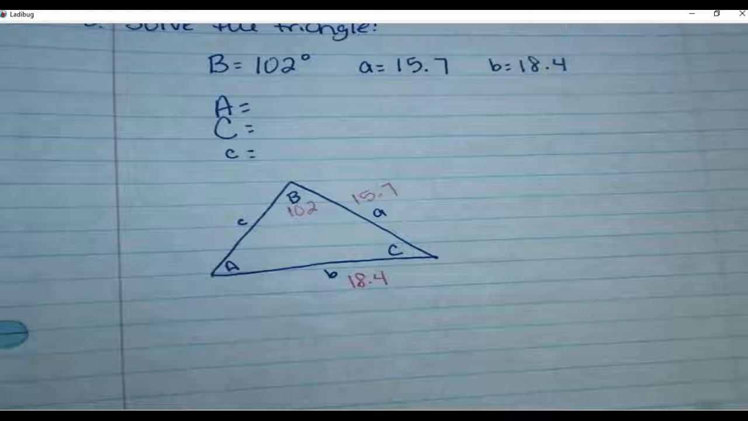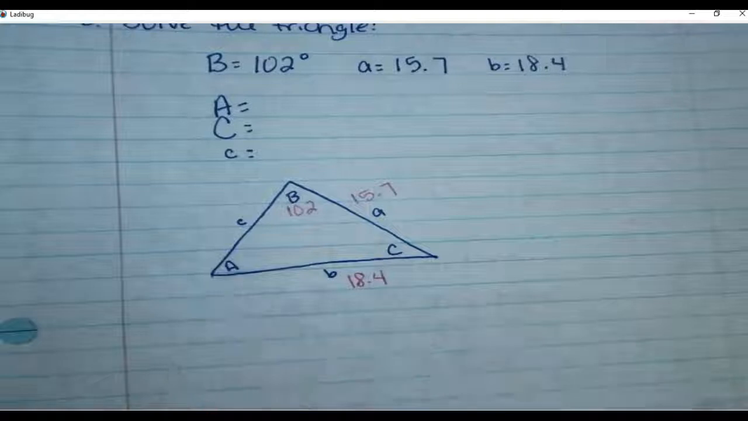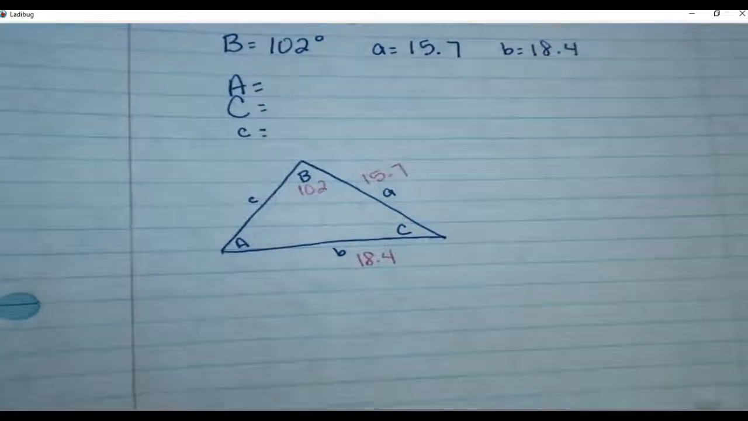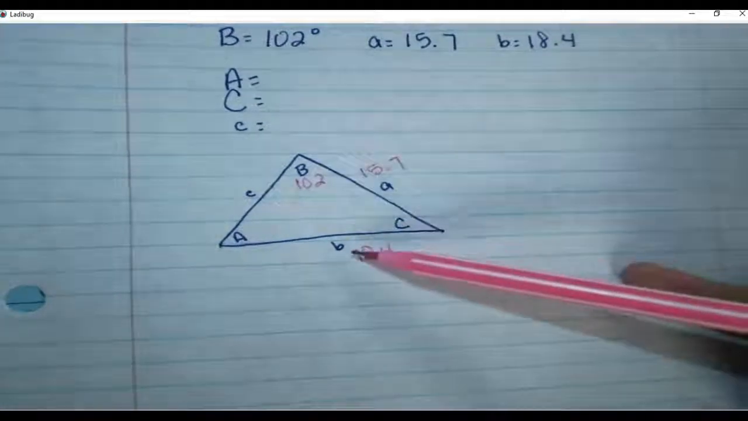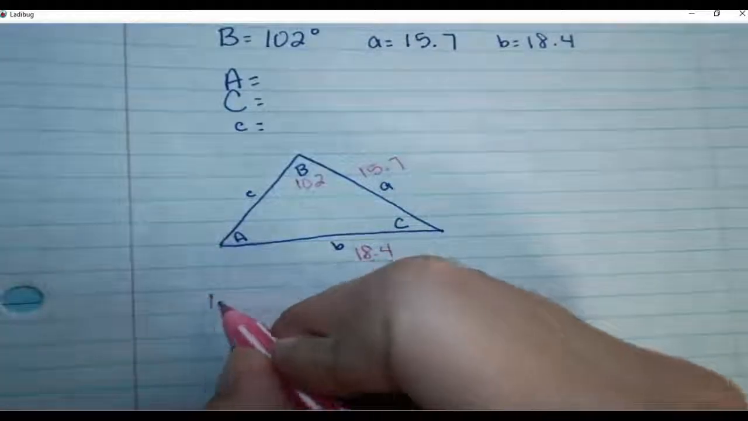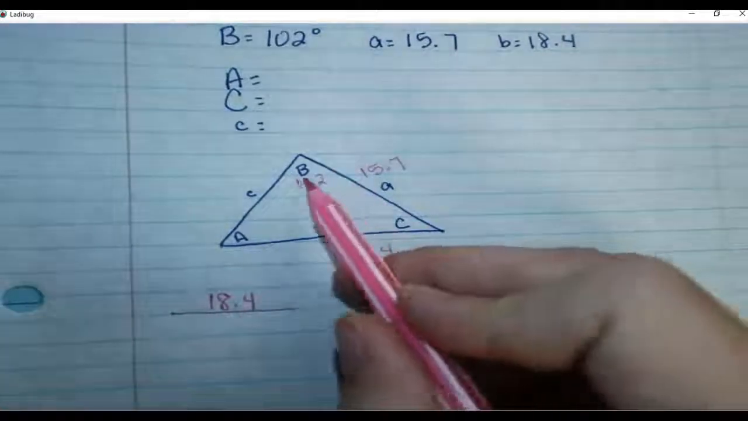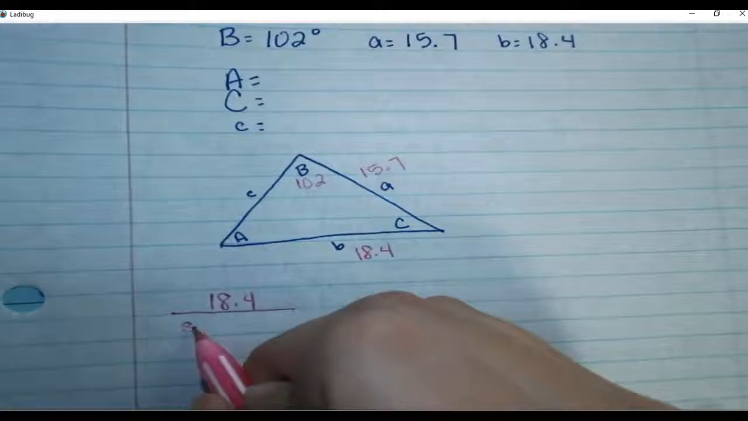So if we're looking at this, in order to solve them, you have to have at least one piece of the ratio. I don't know anything about the C's yet, so I can't do anything with them. But I do know little a, so I can find big A just like we did on the last problem. And I already know big B and little b, so that's the ratio that I want to start with. So little b is 18.4 divided by sine of big B, which is 102.